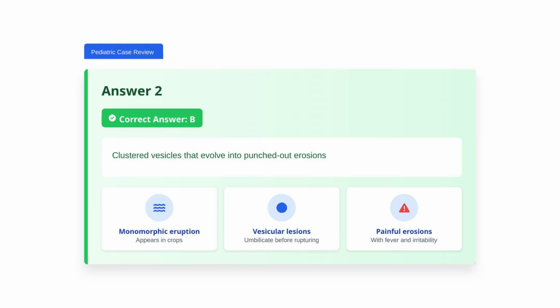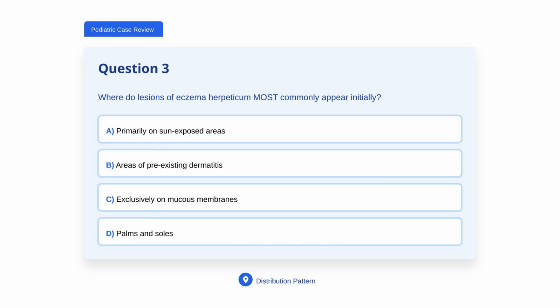The hallmark of eczema herpeticum is clustered vesicles that rapidly evolve into punched-out erosions. These lesions typically appear in crops and are monomorphic, meaning they are all at the same stage of development. The vesicles often umbilicate before rupturing to form painful erosions. This presentation, especially when accompanied by fever and irritability in a child with atopic dermatitis, should immediately raise suspicion for eczema herpeticum. Where do lesions of eczema herpeticum most commonly appear initially?